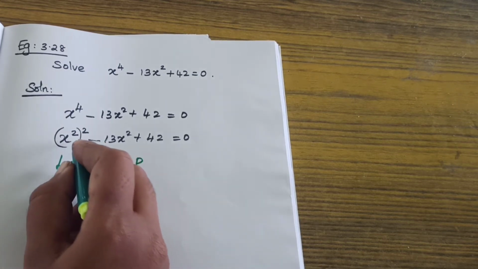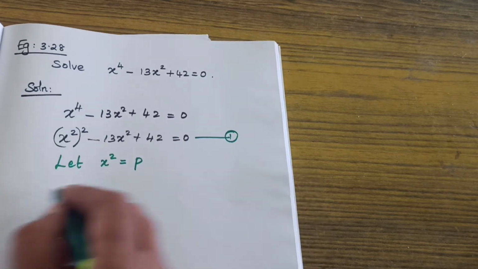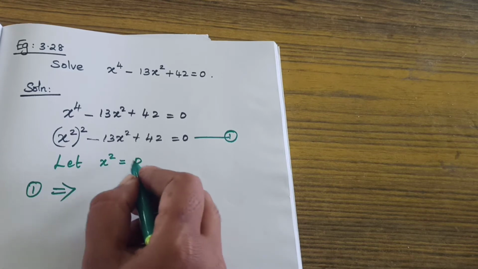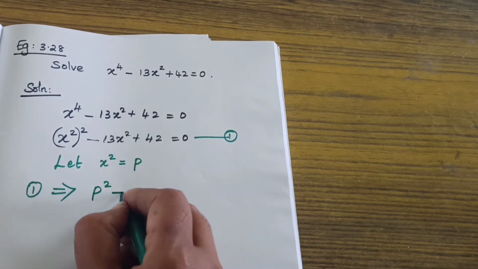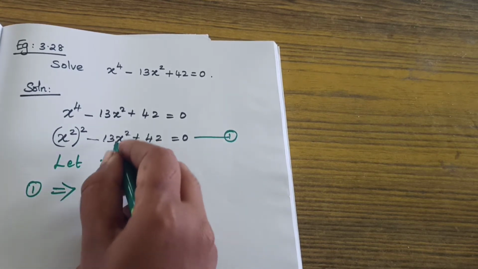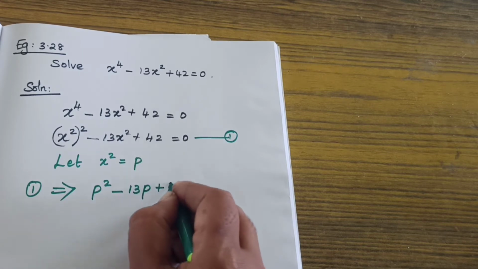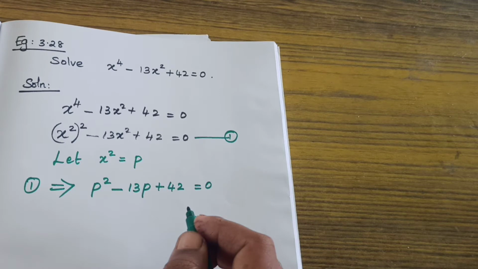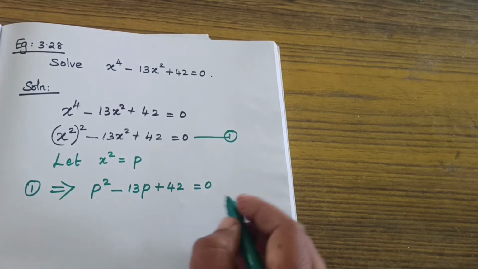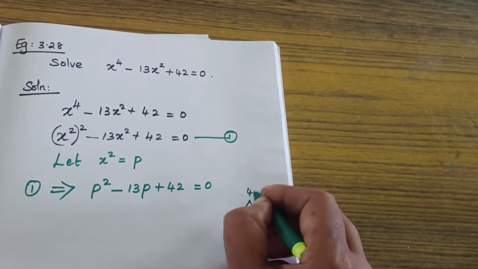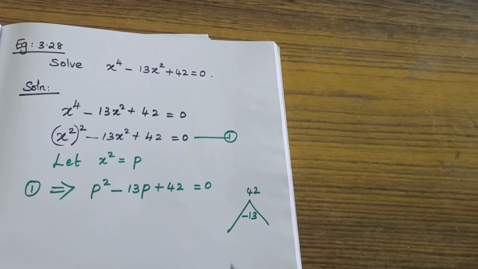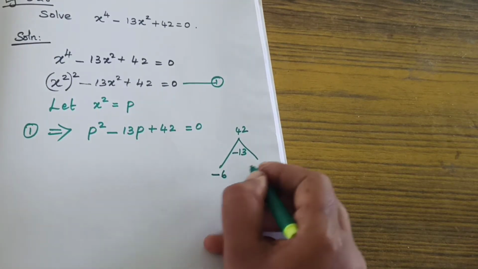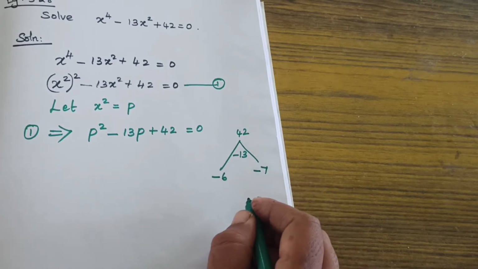Okay. So this equation becomes, mark it as the first equation. How will it change? x² means p. That means p² − 13p + 42 = 0. Got it? Okay, listen. Now we need to factorize this. The multiplication factor is 42, the addition factor is −13. Can you guess the numbers? −6 and −7.